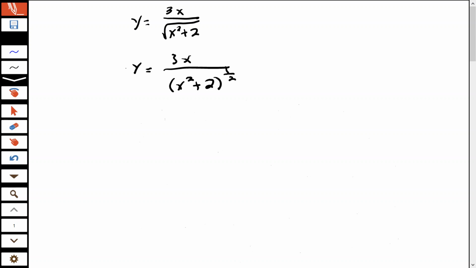Then after I rewrite that with a fractional exponent, now you can use the quotient rule. I'm going to go ahead and move my denominator up to the numerator and use the product rule. So that'll change the sign of the exponent to make it negative 1/2. Now I'm going to use my product rule. So I have the first times the derivative of the second plus the second times the derivative of the first.